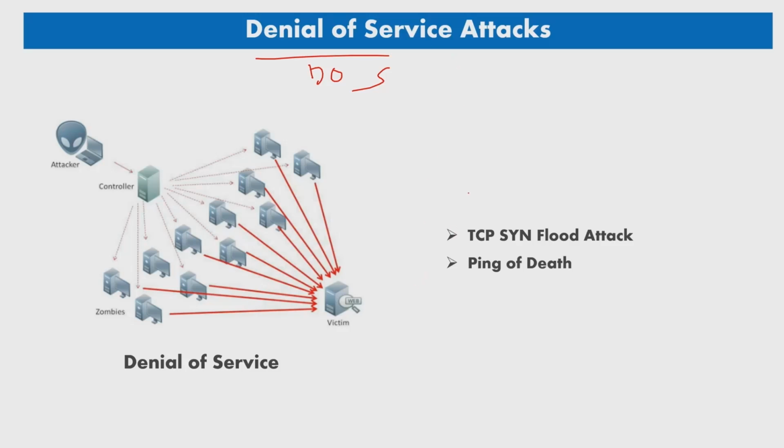One type of DOS attack is a TCP SYN flood attack. This is actually a very common denial of service attack. A TCP SYN flood attack exploits the TCP three-way handshake by sending multiple TCP SYN packets with random source addresses to a target host.